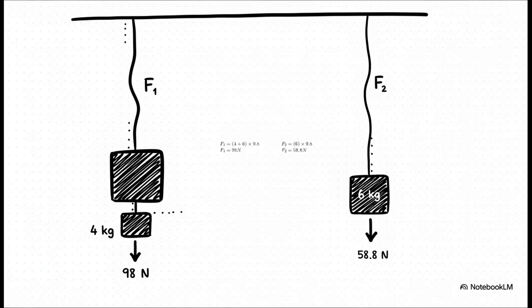And this visual just makes that difference crystal clear. The tension in that top steel wire, F1, comes from the total mass, which is 10 kilograms. That gives us 98 newtons. But the tension in the bottom brass wire, F2, is only supporting the 6 kilogram mass at the bottom, which is 58.8 newtons. If you get this part right, the rest of the problem is a piece of cake.